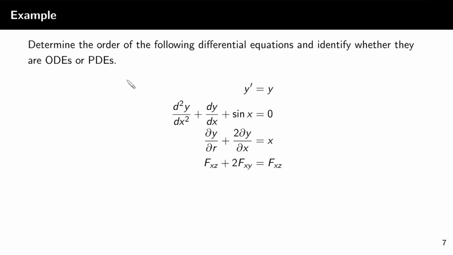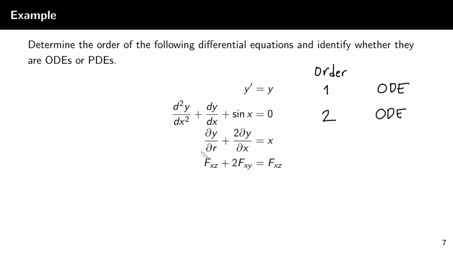Okay, so let's look at this example. Determine the order of the following differential equations and identify whether they are ODEs or PDEs. So ito yung example natin kanina. So y prime equals y, we only have the first derivative. So this is of order 1, and this is an ODE. Dito naman, sa pangalawa, meron tayong second derivative. So this is of order 2, and it is also an ODE.